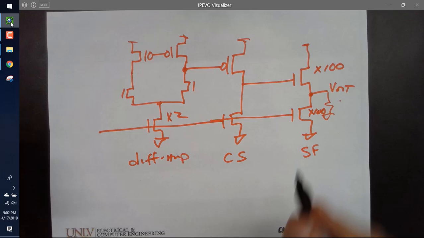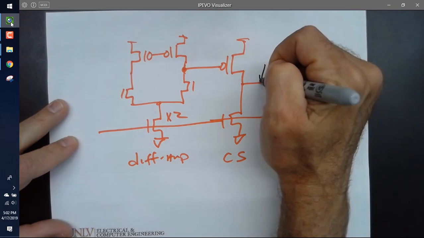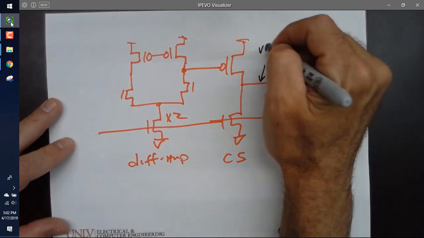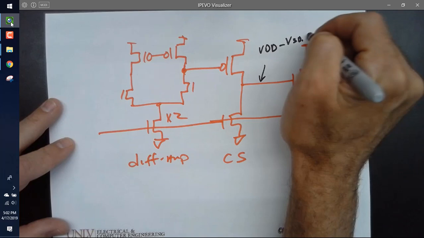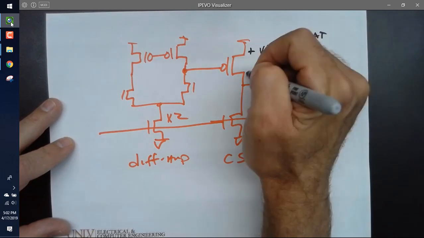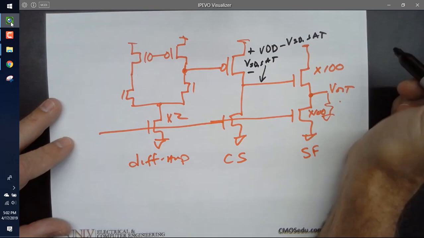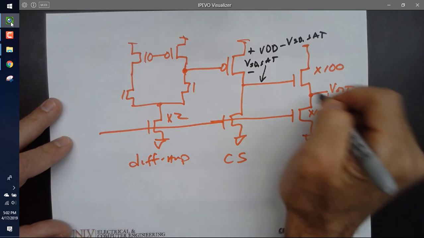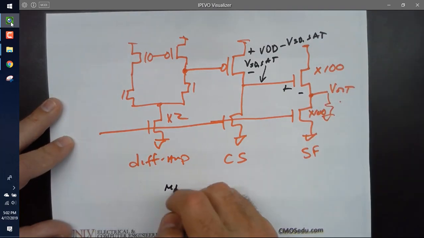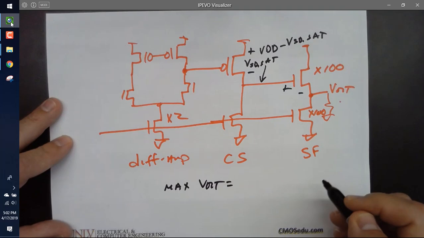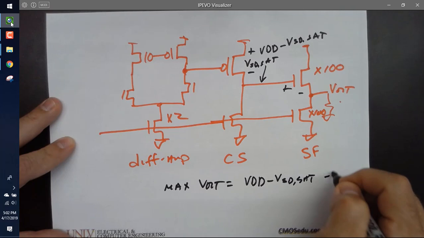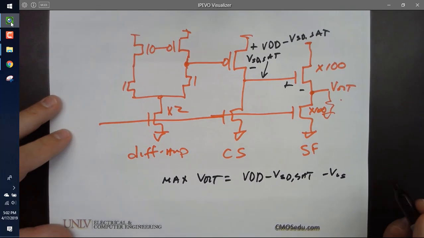So now, here's the problem with doing it that way. If I do it this way, what's the maximum this voltage can swing up to? Got to keep a VDS sat across this. Everybody see that? And now, if I have a VGS here, what's the maximum V out? VDD minus VSD sat minus VGS. Not too good, right? It's limited output swing.